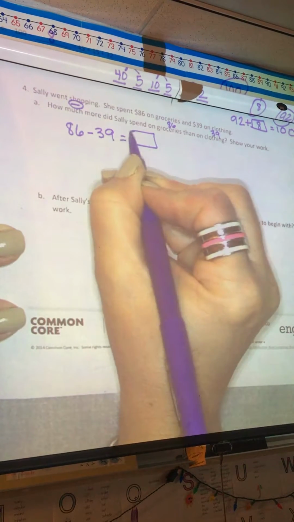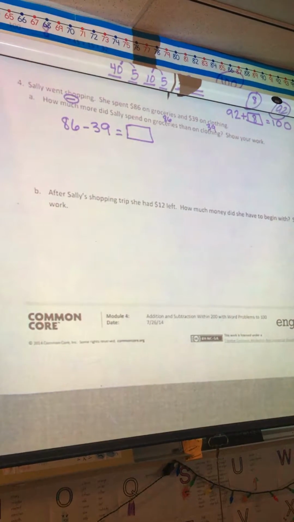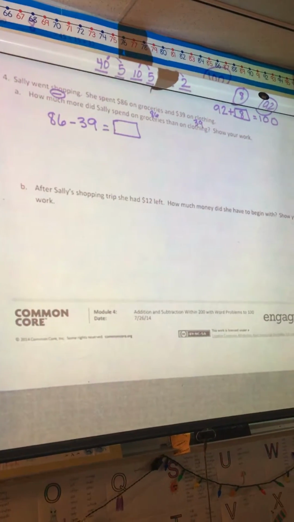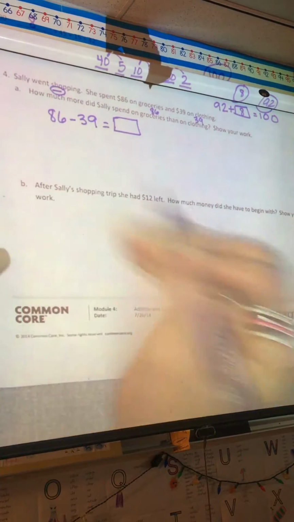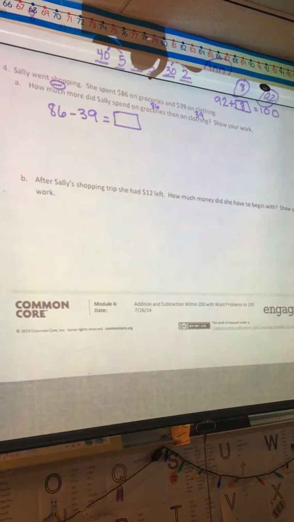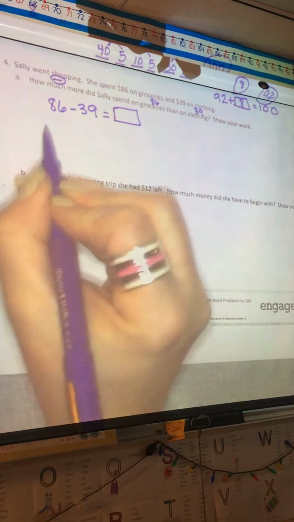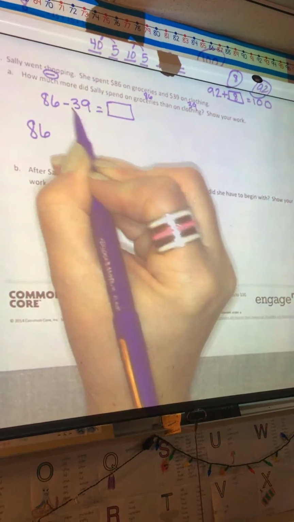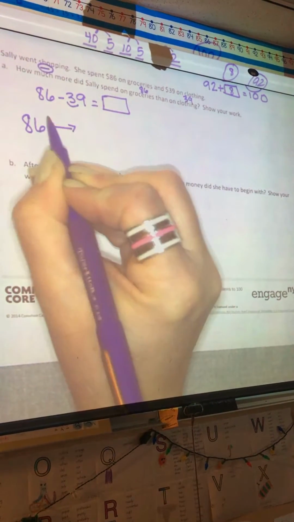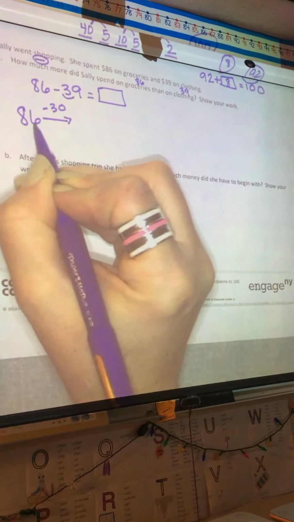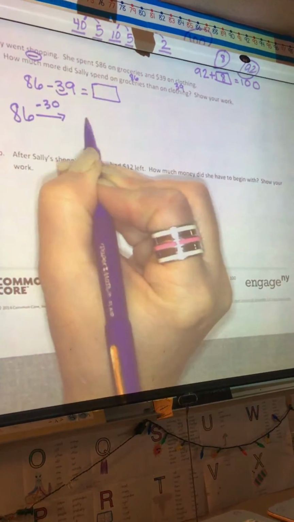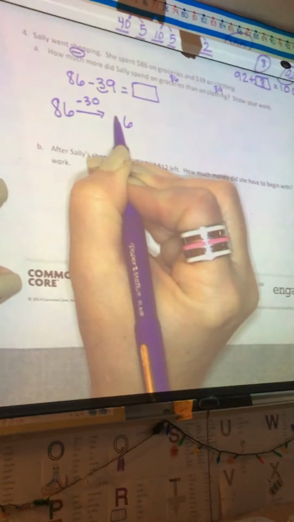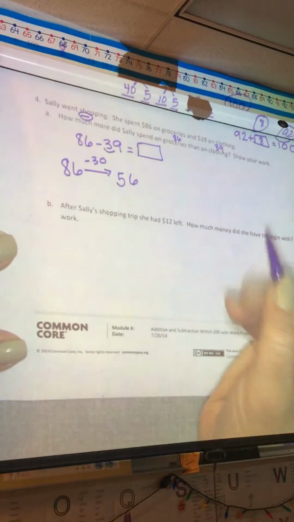Now, we've learned several different ways to add and subtract to get a sum or a difference. On 86 minus 39, I'd like to use the arrow way for subtraction. So I'm going to start with 86, and I'm going to first subtract the tens. So 86 minus 30 is like 6 minus 0, which is 6, and 8 minus 3, which is 5. So 86 minus 30 is 56.